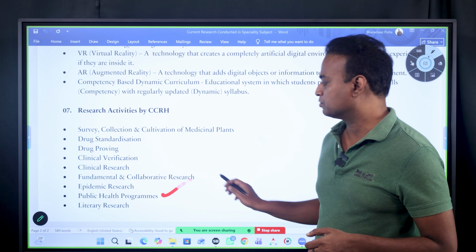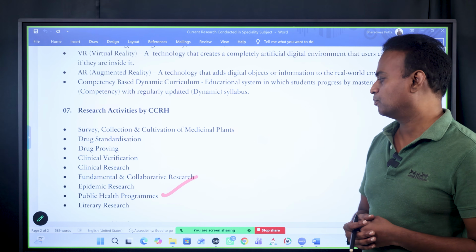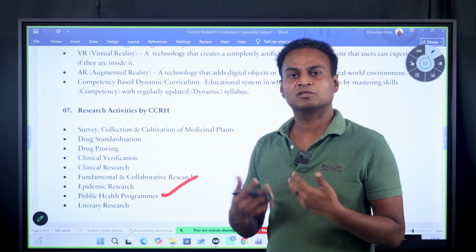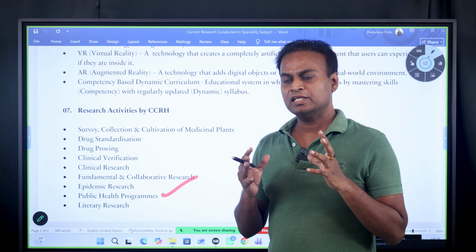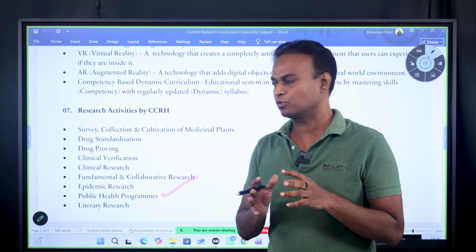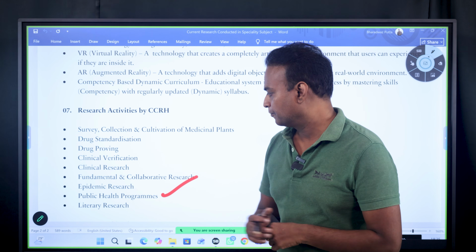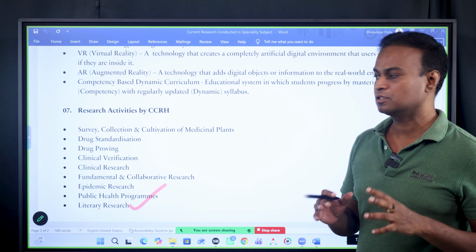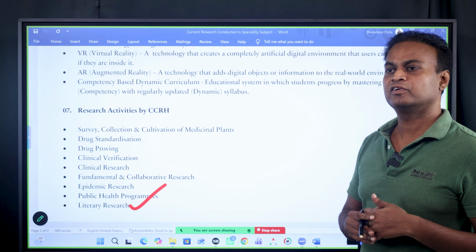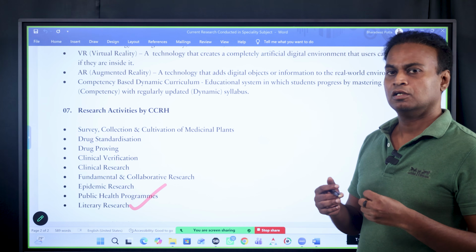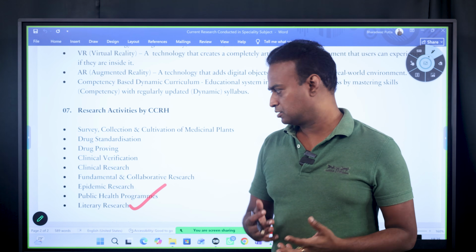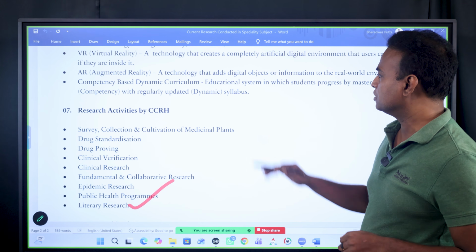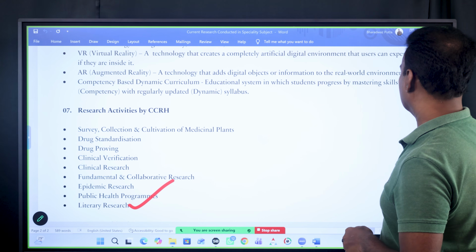And public health programs, there are a lot of public health programs done and research done on the child mother program or something like that. So any specific area, any specific program, they are doing under public health programs. And literary research means CCRH is coming up with a lot of books and also a lot of journals, a lot of articles. All these come under literary research. These are the different types of research conducted by CCRH.